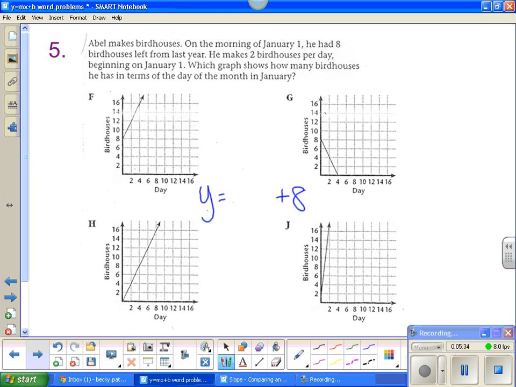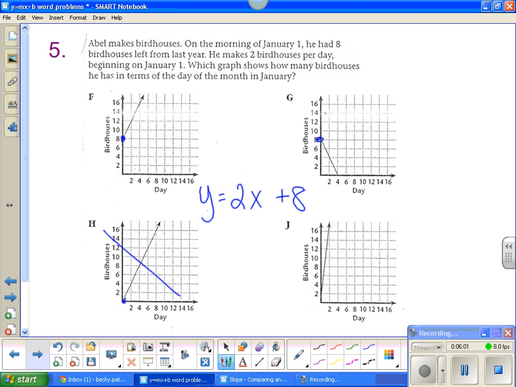Now what's happening to his birdhouses? Is he gaining them or is he losing them? Well, he's making 2 birdhouses per day. So he's gaining 2 birdhouses per day. So positive 2x. If he was selling 2 birdhouses a day, then that 2 would be negative. So I need a y-intercept of 8. So I like that. I like that.